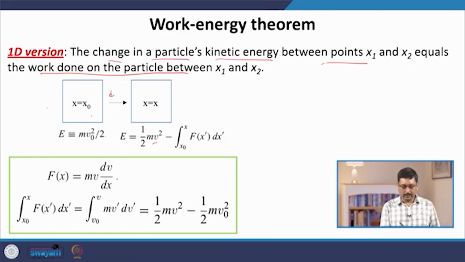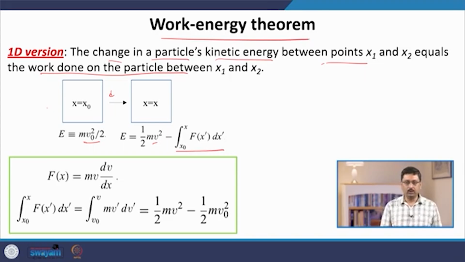Now, the kinetic energy at the initial position is half m v naught squared, and the kinetic energy at the final position is half m v squared. The difference is the work done on the particle. The kinetic energy changes because some force is acting on the particle. For example, in this case the drag force is acting on the car, and the work done against that force is the reason. So the change in kinetic energy is equal to the work done. This is called the work energy theorem, and it is very easy to prove, just 2 lines of proof in 1D.